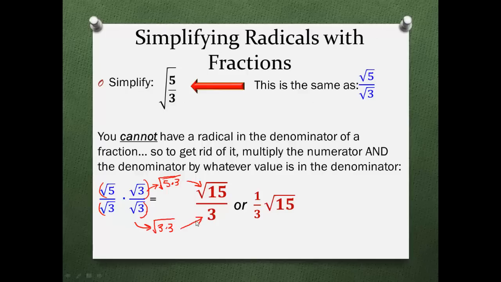Okay, so you can write it one of two ways. You can say either the square root of 15 over 3, which is what I prefer, personally, not from a testing standpoint, or you could do 1/3 times the square root of 15. Entirely up to you, because the two answers are equivalent.